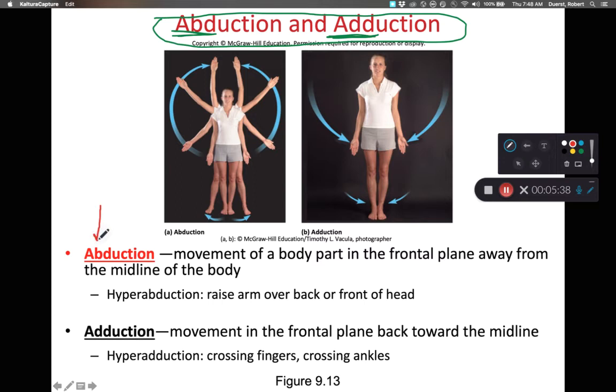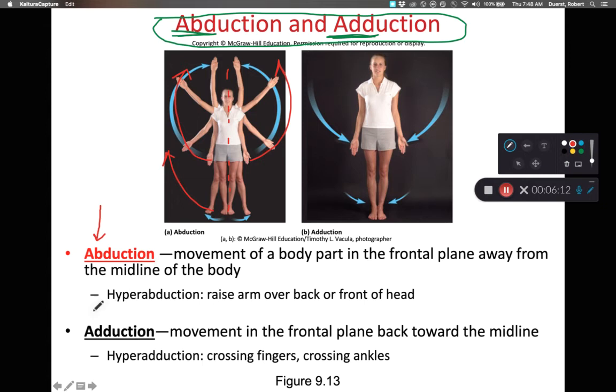So abduction is when you have movement away from the midline of the body. Here we have the midline of the body for this young lady, right down the middle there. If she raises her arms up and away, that is abduction of the arms, or we could have abduction of the legs. I always like to think of how if you're being abducted by aliens, you are being lifted up into the air and carried away. And if you're abducting your arms, you are raising your hands up into the air.